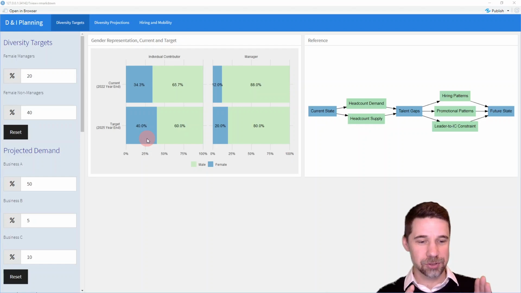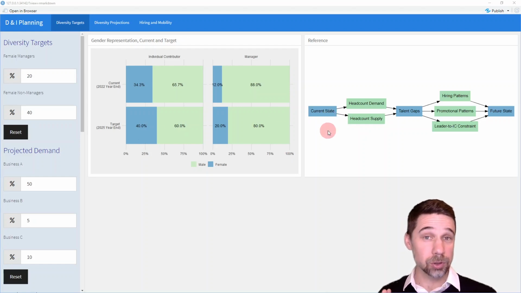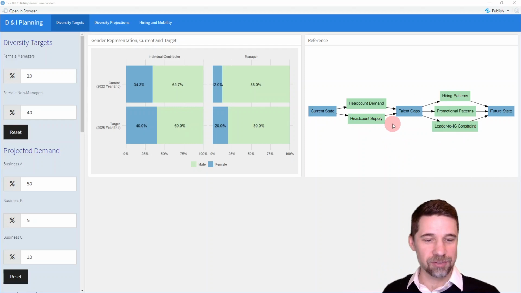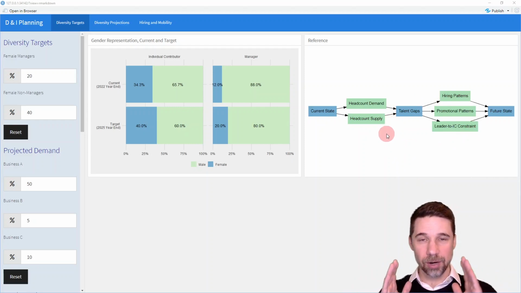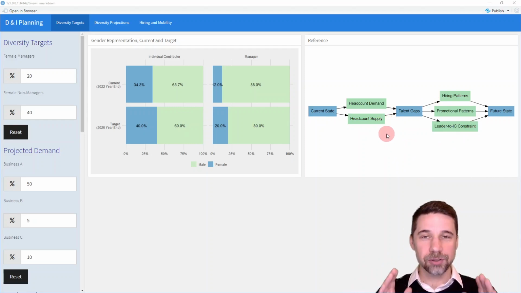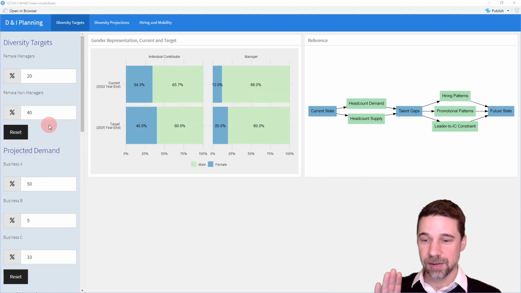Now, in the schema to the right, this is what we were looking at in the previous deck. We can see the current state of the workforce, the future state of the workforce, and then all the contributing factors that take us from our current state to our future state. Now, you can think of each of these factors as a behavior of the organization. And what we can do is capture each of these behaviors in the form of a behavioral parameter. And these parameters are represented in the sidebar to the left.